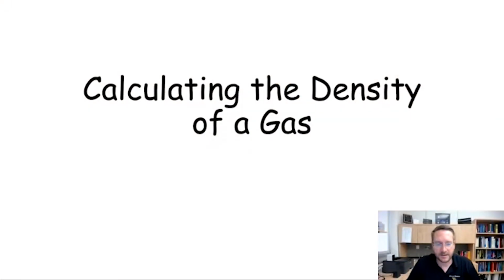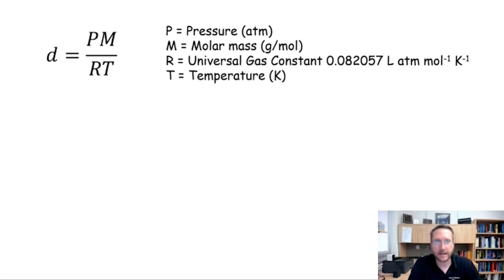Okay, as promised, here is a quick example of how to calculate the density of a gas based upon laboratory conditions. And so, as I showed earlier in the video, the density of a gas is equal to its pressure times its molar mass divided by the universal gas constant and the temperature. It's important to note as you go through these calculations that the pressure is in units of atmospheres and the temperature is in units of Kelvin.